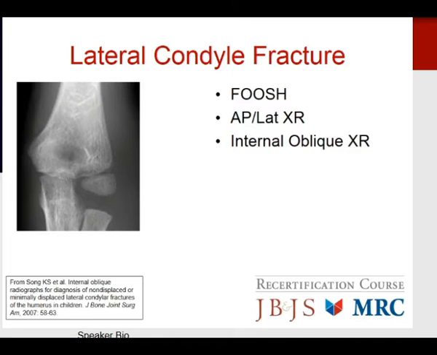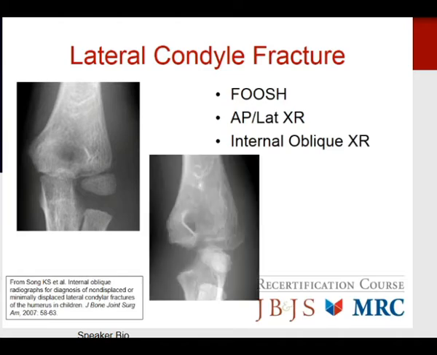Lateral condyle fractures are the second most common elbow injury. These are frequently the result of a fall on an outstretched hand. And the key concept here is that often your standard AP and lateral x-ray may underestimate the amount of displacement. For that reason, internal oblique x-rays are recommended. This is the exact same child, but the internal oblique x-ray very clearly demonstrates the fracture line and the true amount of displacement.